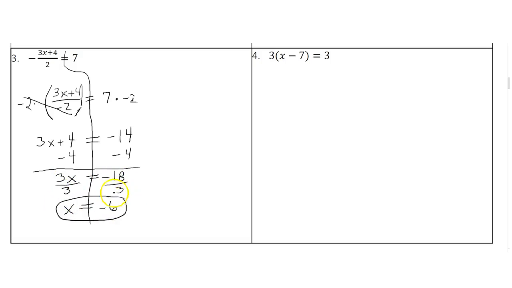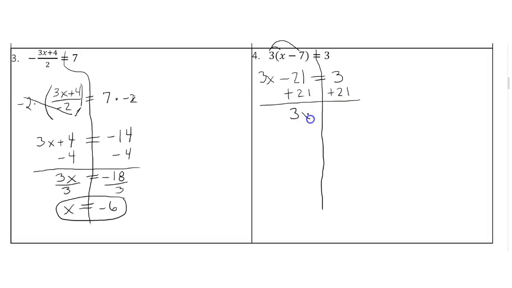In the last example, use distribution before solving. This means multiply the number outside the parentheses by both terms inside the parentheses. 3 times x is 3x. 3 times -7 is -21. Now solve as usual. Add 21 to both sides, for 3x equals 24. Now divide both sides by 3. The solution then is x equals 8.